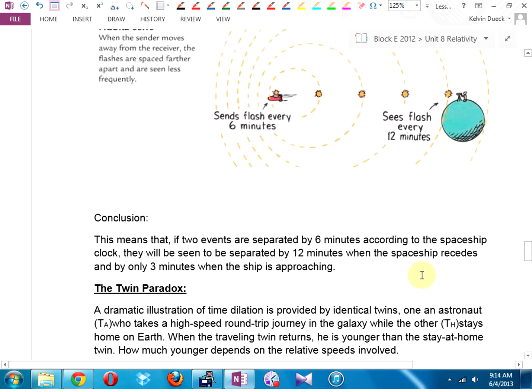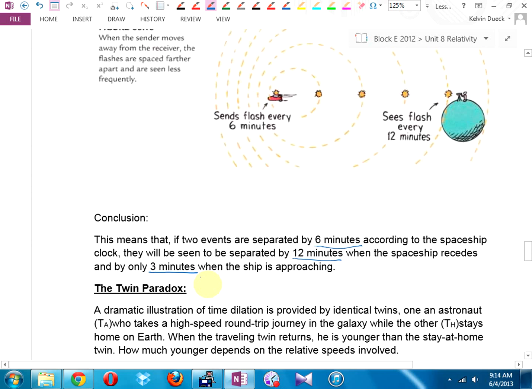What does that mean? If two events are separated by 6 minutes, according to the spaceship's clock, on the Earth, they'll be seen to be separated by 12 minutes when the spaceship is heading away from the Earth, and only 3 minutes when the ship is approaching.